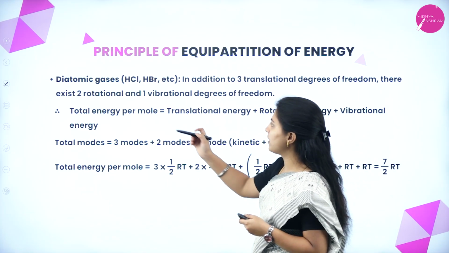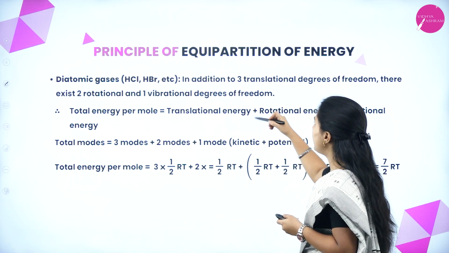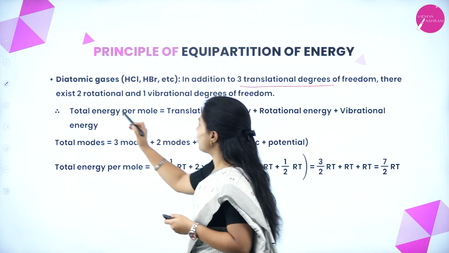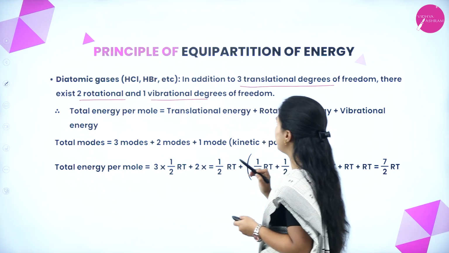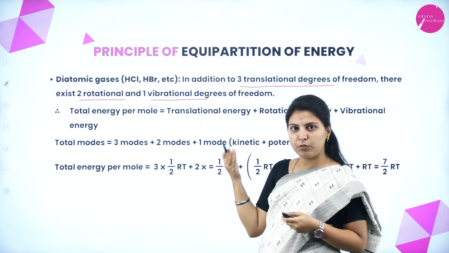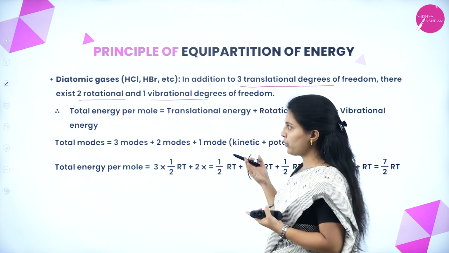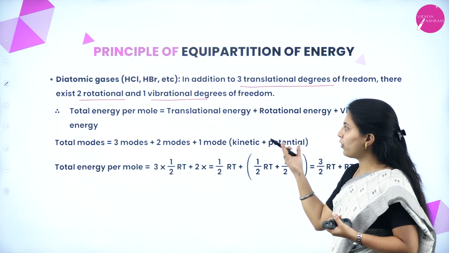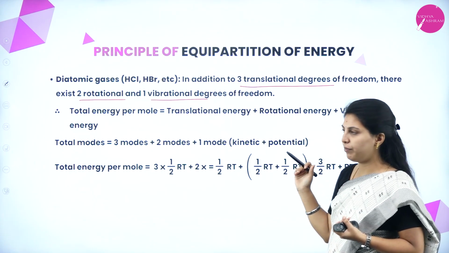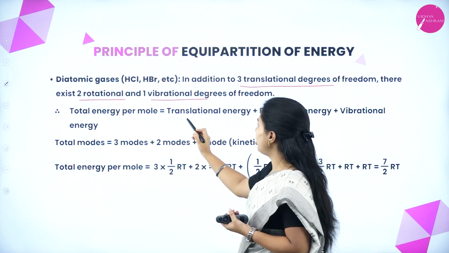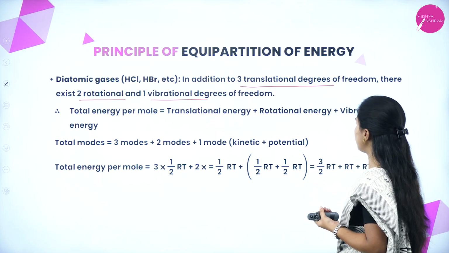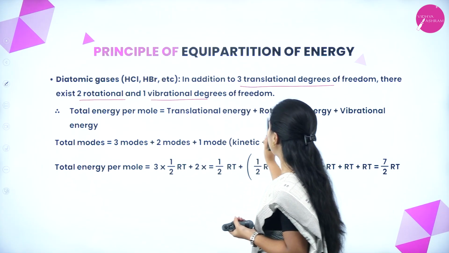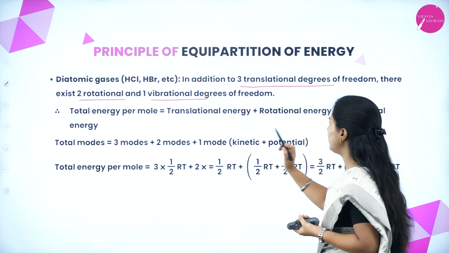In diatomic gases like HCl, HBr, etc., in addition to 3 translational degrees of freedom, there exist 2 rotational and 1 vibrational degrees of freedom. Monoatomic means 3 translational. For diatomic gases, after 3 translational degrees of freedom, an extra 2 rotational and 1 vibrational degrees will be present. Total energy per mole is translational energy plus rotational energy plus vibrational energy. Total modes: 3 translational, 2 rotational, 1 vibrational.